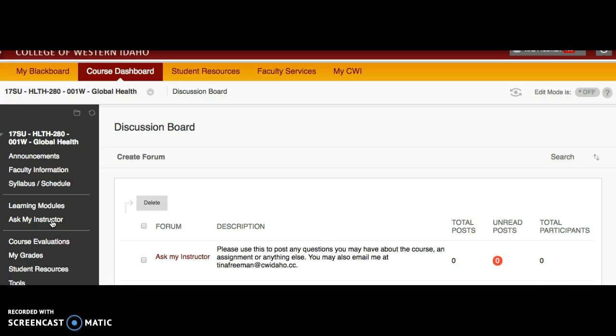The only thing I ask for email is that you do include Health 280 and then your section number in the subject line. The reason for that is I am an advisor at Boise State, and I can sometimes get upwards of 200 or 300 emails a day. So I need to be able to delineate who needs help right away and be able to prioritize and compartmentalize my emails by subject matter. So if you wouldn't mind doing that, I would greatly appreciate it.